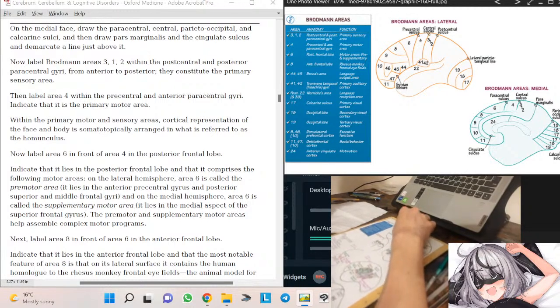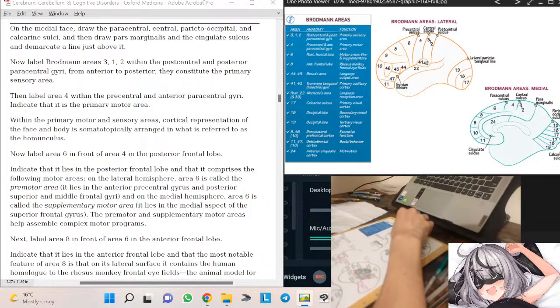Now label area 6 in front of area 4 in the posterior frontal lobe. Indicate that it lies in the posterior frontal lobe and that it comprises the following motor areas. On the lateral hemisphere, area 6 is called the premotor area. It lies in the anterior precentral gyrus and posterior superior and middle frontal gyri. And on the medial hemisphere, area 6 is called the supplementary motor area. It lies in the medial aspect of the superior frontal gyrus. The premotor and supplementary motor areas help assemble complex motor programs.